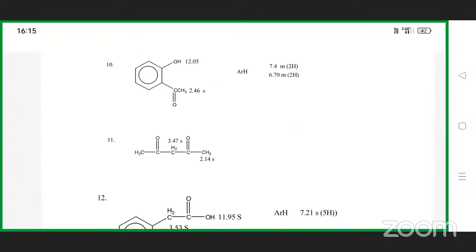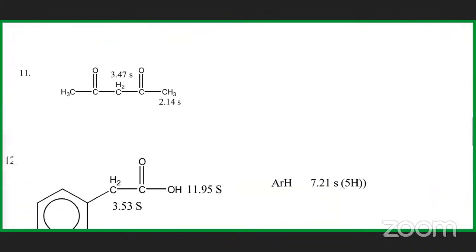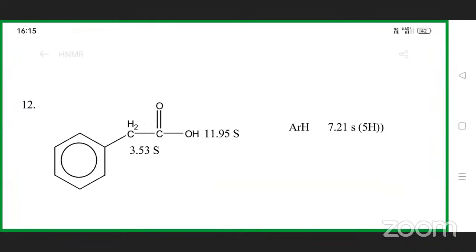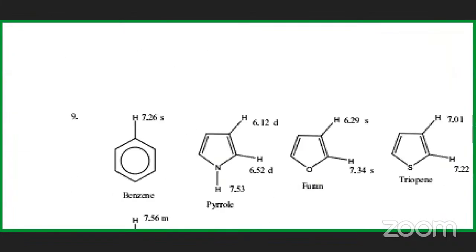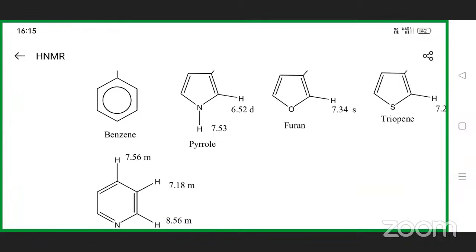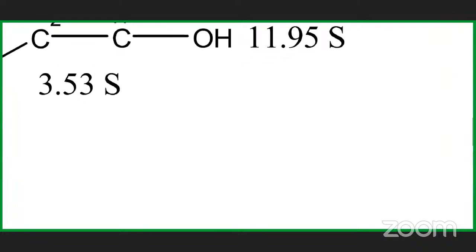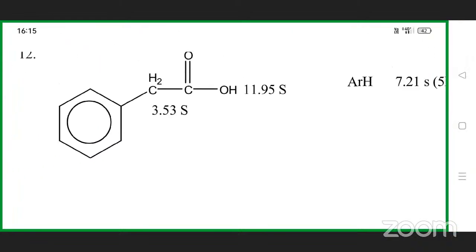All these are the examples given, so you can do the exercise for all these examples. Remember, the number of sets of protons, or the number of non-equivalent protons, is equal to the number of signals here. For example, if you see this example 3.